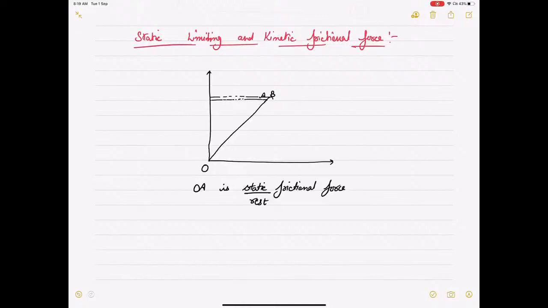And when it is at the verge of moving, I'll not say that OB, because it will be in OA. Let's understand this thing. OA is varying, means it is having different values. These different values are all static frictional force. But limiting frictional force is having a single value. OA is varying, but OB doesn't vary. It is a single value.